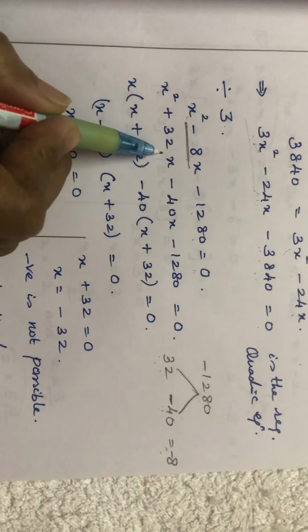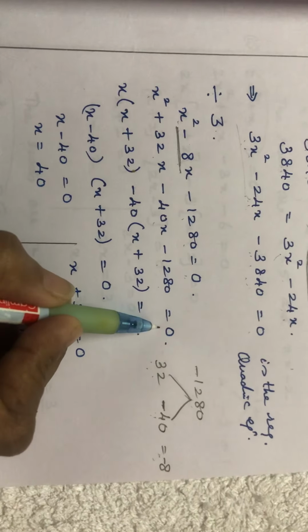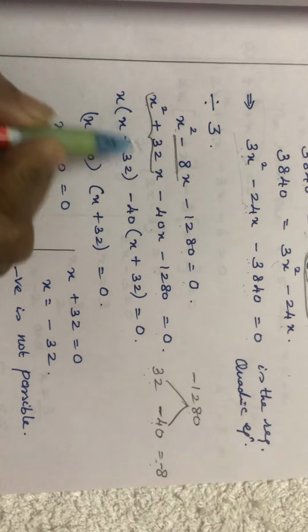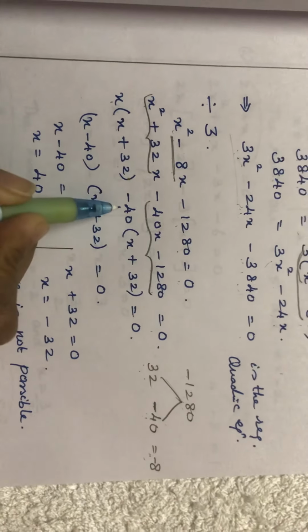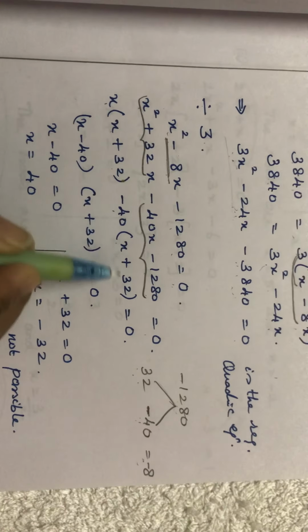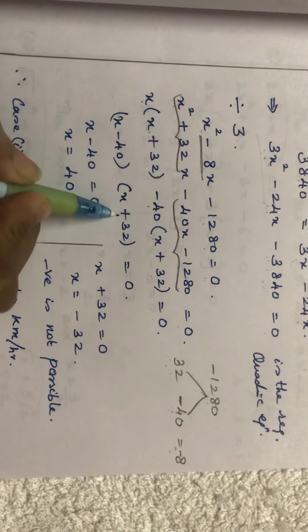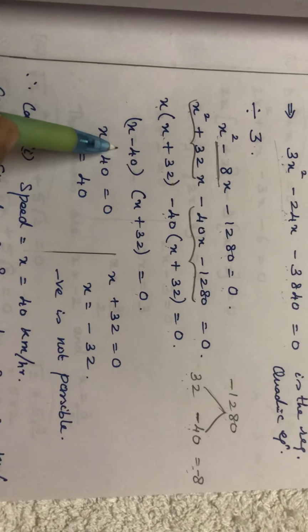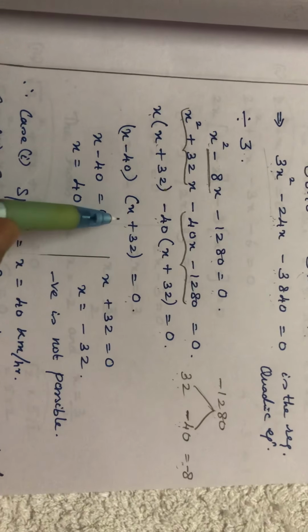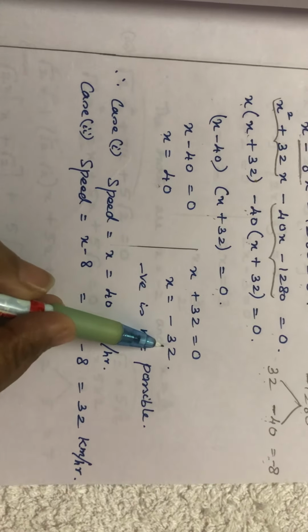x square plus 32x minus 40x minus 1280 equal to 0. Now from the first two terms take x as common, x plus 32. From the next two terms I can take minus 40 as common, so x plus 32 equal to 0. Now x plus 32 I can write as common, so I will get x minus 40 equal to 0. First case x minus 40 equal to 0, second case x plus 32 equal to 0. x is equal to 40. Here x is equal to minus 32.